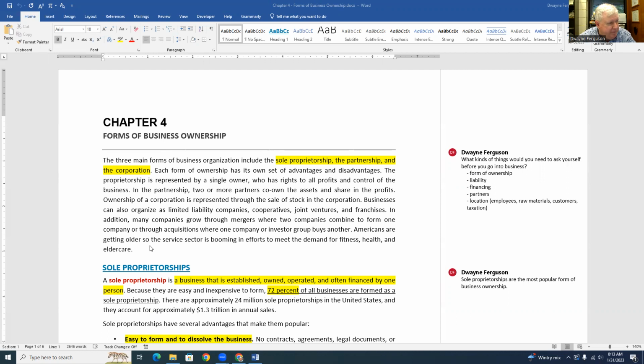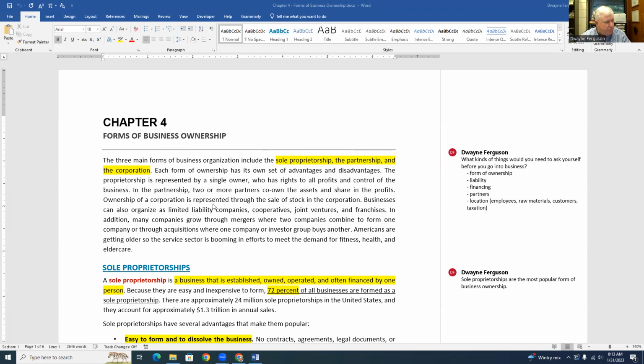So at the top of the page, very simply, there are 3 types of ownership, and there are variations on some of these. But sole proprietorships, partnerships, and corporations. And just in a nutshell, a sole proprietor is a one-person owned business. A partnership is 2 or more people going into business together. And a corporation, of course, is an entity of itself where it's owned by stockholders.